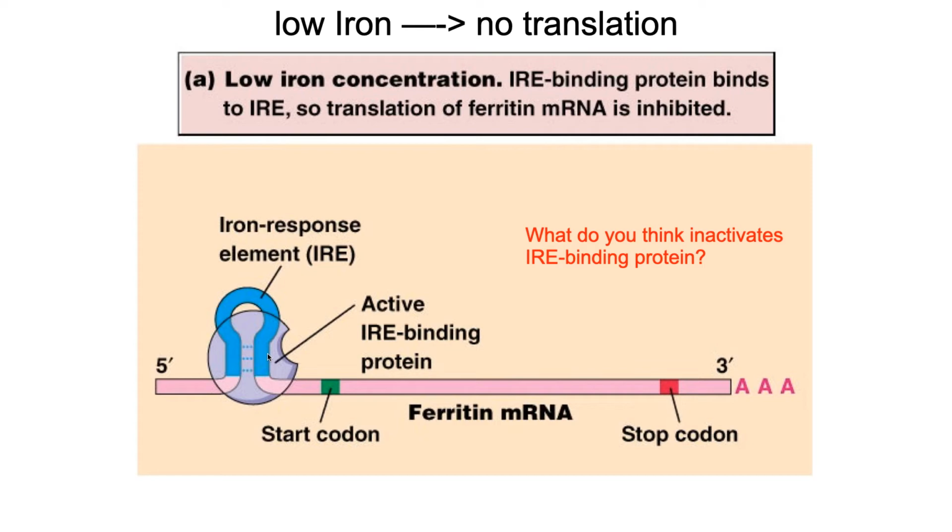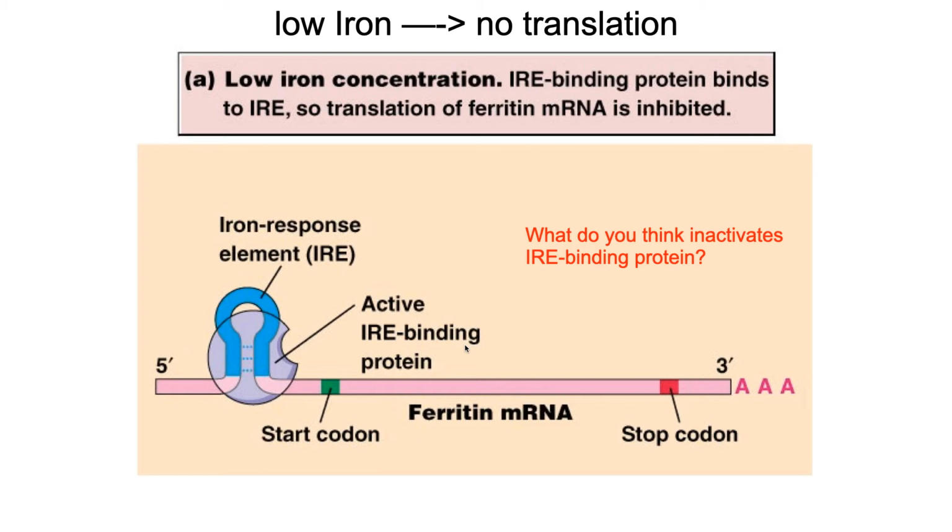At that point, notice that this is right upstream of the start codon, meaning when this whole structure is in place, the ribosome cannot bind, and we cannot get translation of this messenger RNA into the ferritin protein. So at this point, ferritin is turned off. We only need this protein being made when there's too much iron.